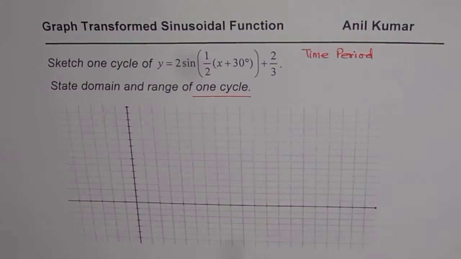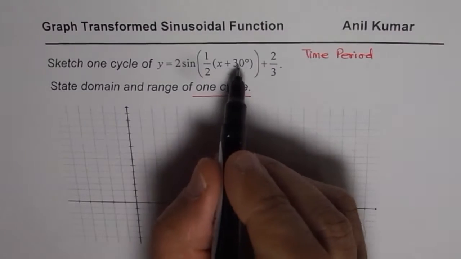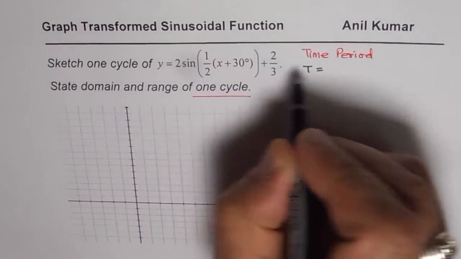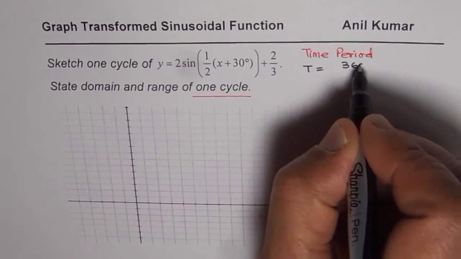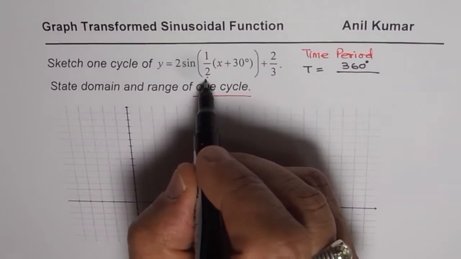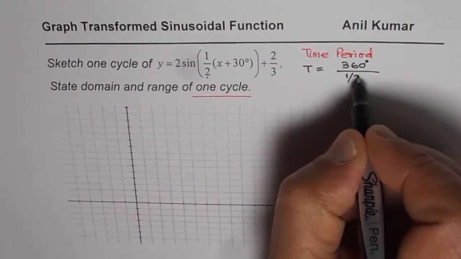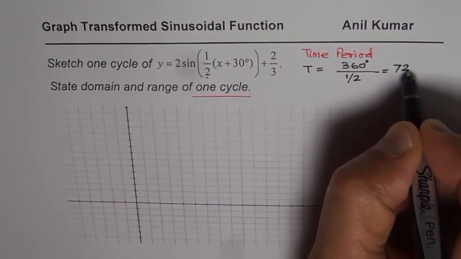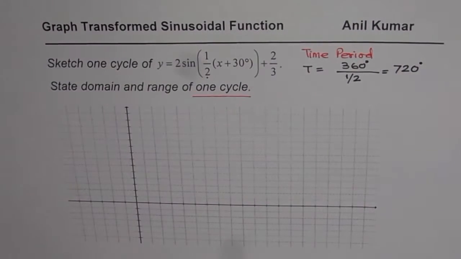Since we are working in degrees, the time period T in this case will be 360 degrees divided by this number k. This number k is half, right? So that gives us 360 divided by half, which is 720 degrees. I hope you understand how we got this formula.